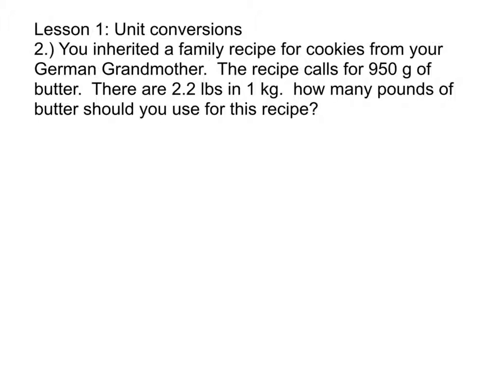Okay, so in this problem, you inherit a recipe for cookies from your German grandmother, but because it's a German recipe, again, everything's in metric units. So here we know that we need 950 grams of butter. And so we need to convert from 950 grams into pounds, because pounds, you can typically buy butter by the pound, so you can determine how much butter you need for this recipe.